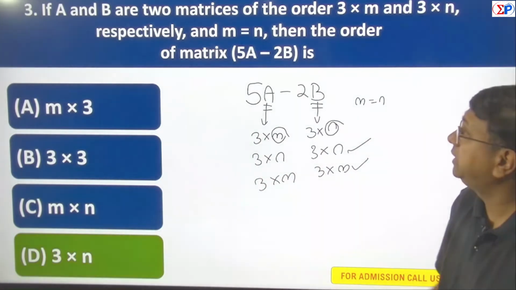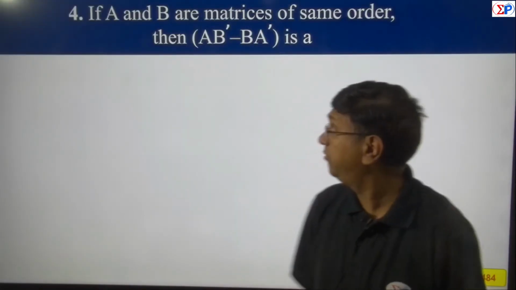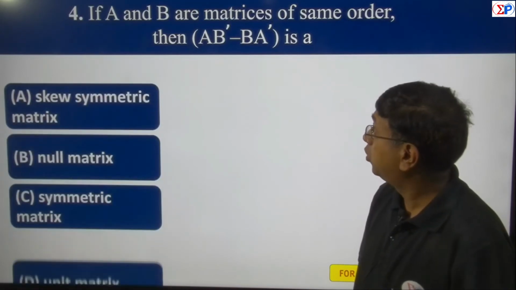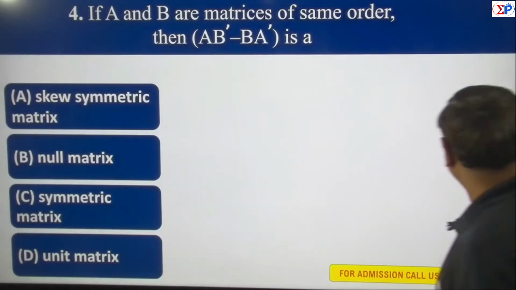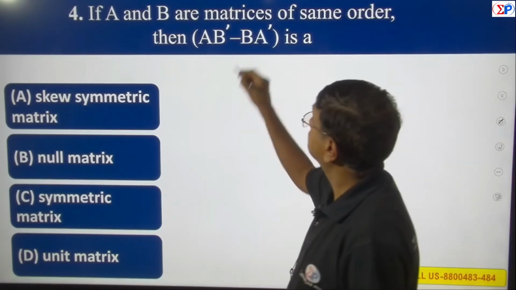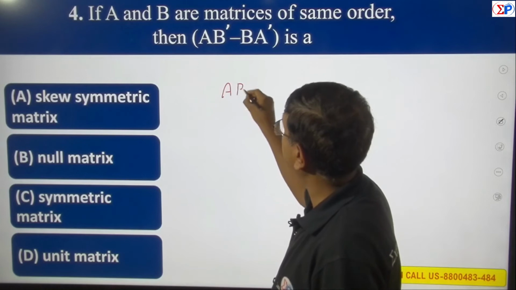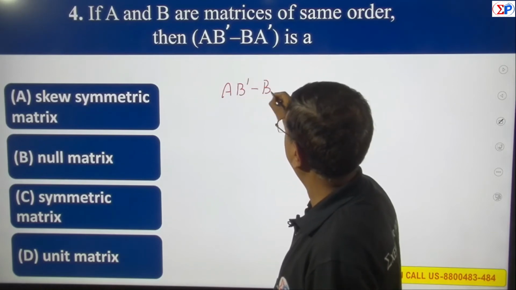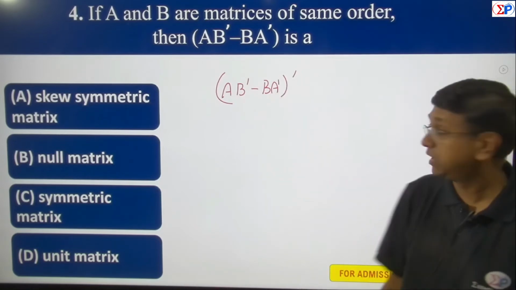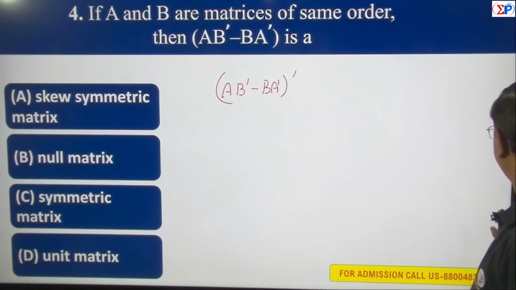तो इसका आंसर डी आ जाएगा. So coming on to the next question. If A, B are matrices of the same order, then what will happen to this? So A and B are matrices of the same order. So you have to find whether it is symmetric, skew symmetric, or what.